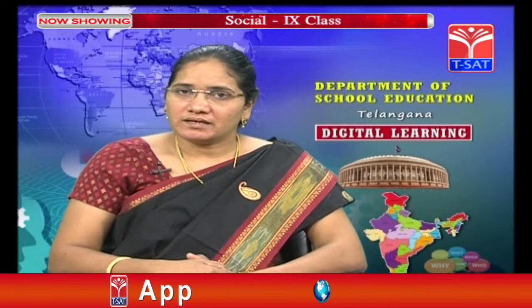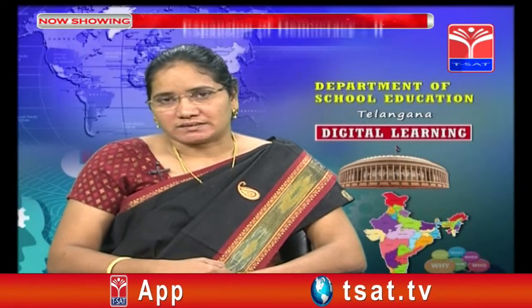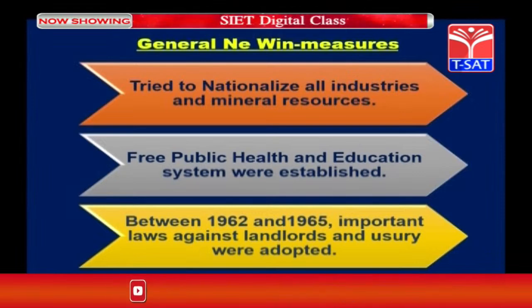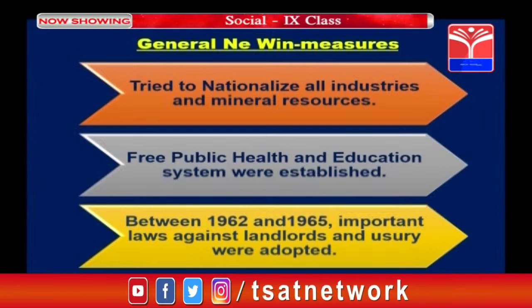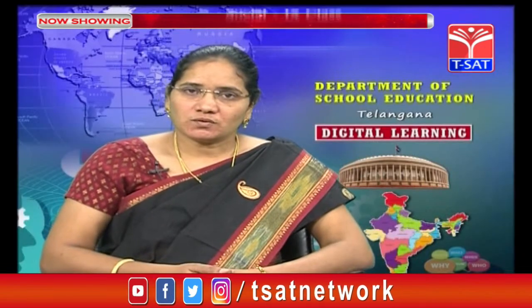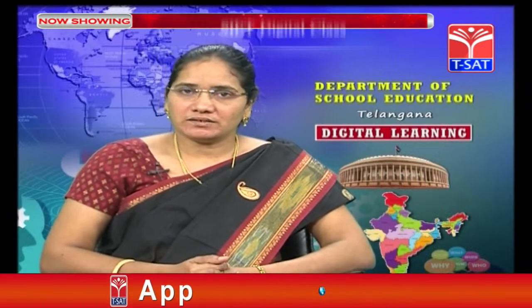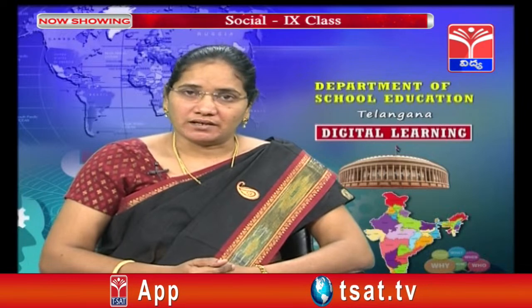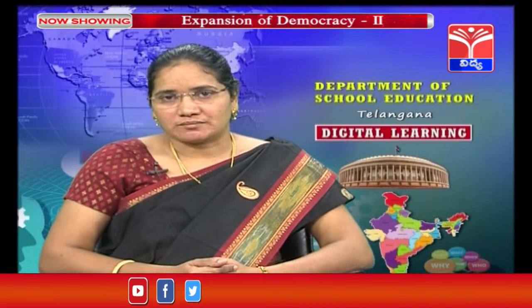In the same way, here also in Burma, they adopted these methods. Between 1962 and 65, important laws against landlords and usury were adopted. So we have already learnt about landlordism. Under landlordism, the peasants and the small farmers suffered a lot under the zamindars or the landlords.